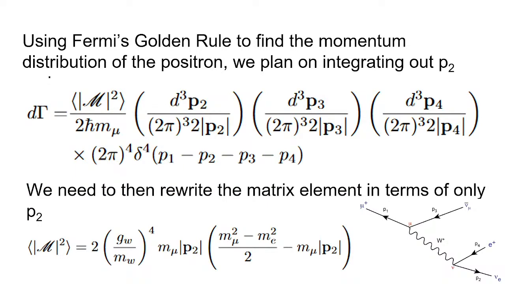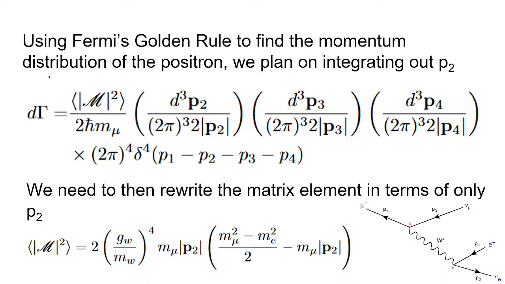Then we can use this matrix element and plug it into Fermi's golden rule here and start to solve for each of the different momentum distributions. In general, we want to integrate out whatever the other 2 momenta are that we aren't solving for. In this case, we're going to be solving for the positron momentum, which is particle 4. So we're going to want to integrate out the 2 neutrino momenta, P2 and P3. What order we do this in is fairly arbitrary, so we're just going to choose to integrate out P3 first.